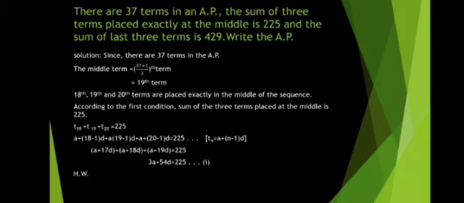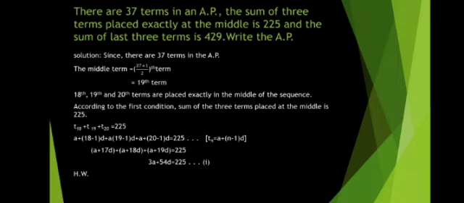Now what is the second condition? Sum of the last three terms. You can simply guess what the last three terms are: the 35th, 36th and 37th terms. So if we add T35 plus T36 plus T37, our answer will be 429. So we'll write T35 plus T36 plus T37 is equal to 429.